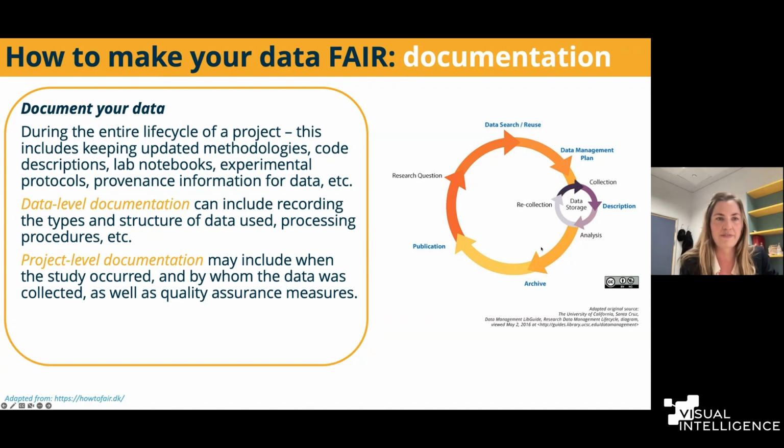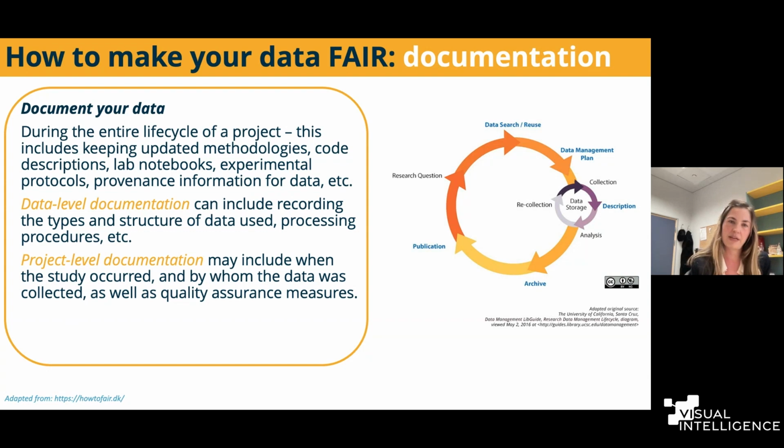During the entire life cycle of a project, it's really important that you document your data, and that's part of making your data FAIR. This includes keeping track of methodologies that you use to create and modify your data, code descriptions, making sure you keep a good record in your lab notebooks, recording experimental protocols, and basically the provenance information for the data.